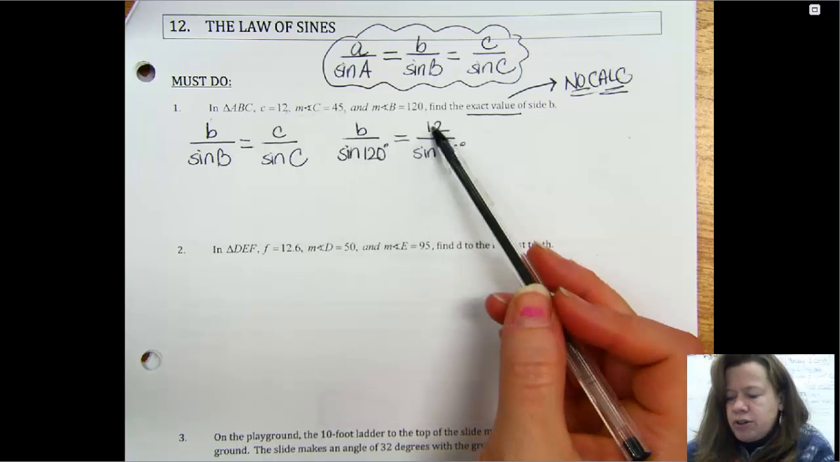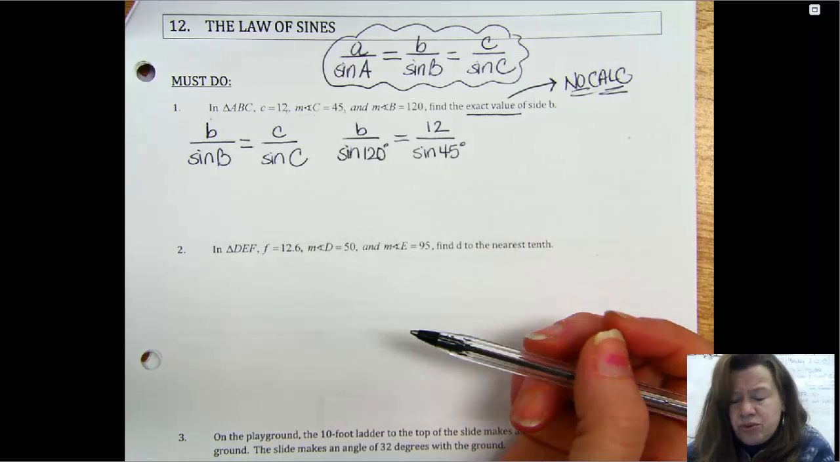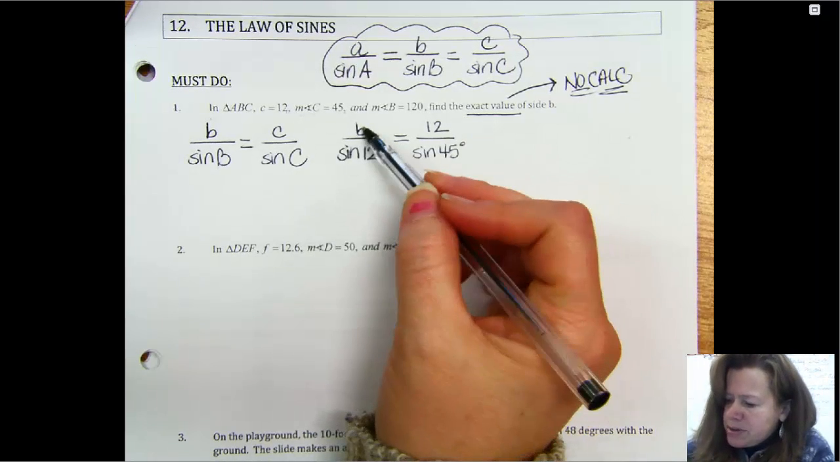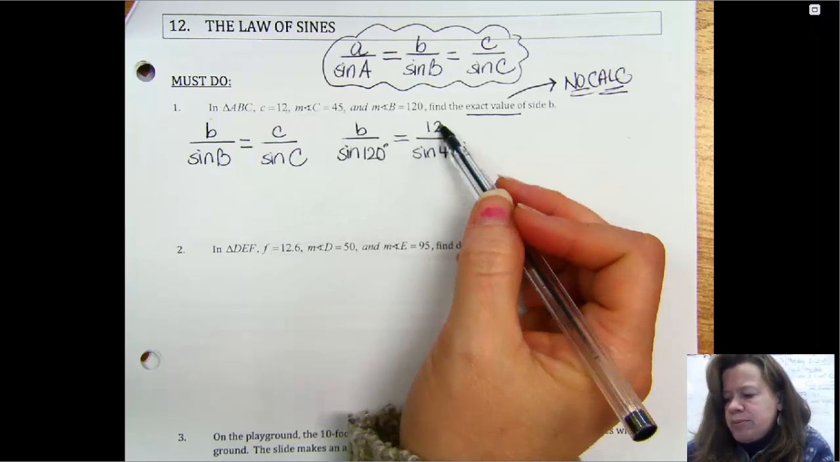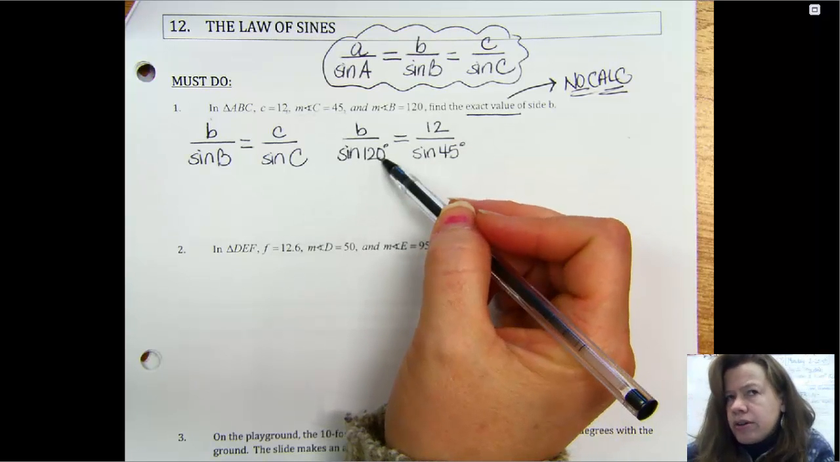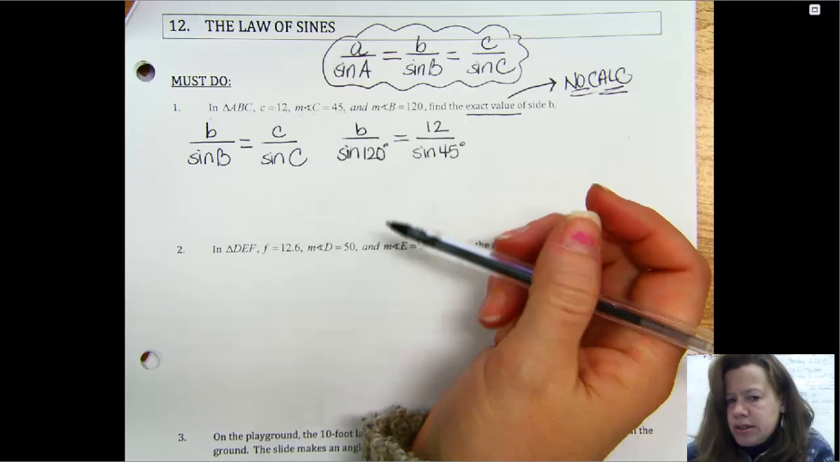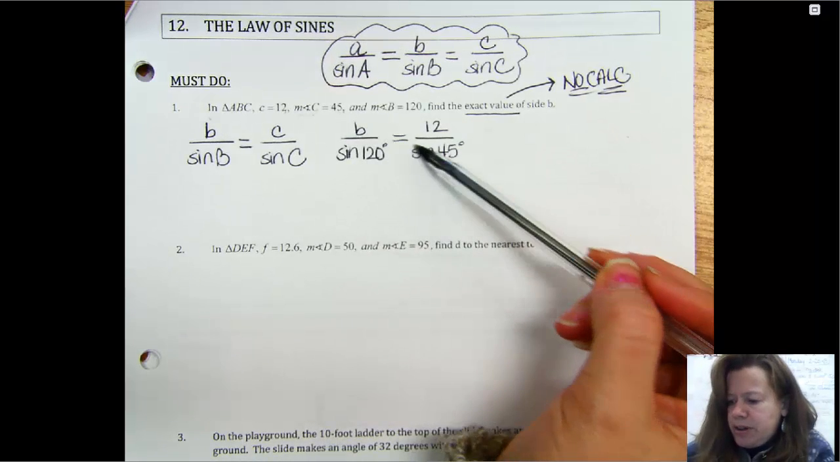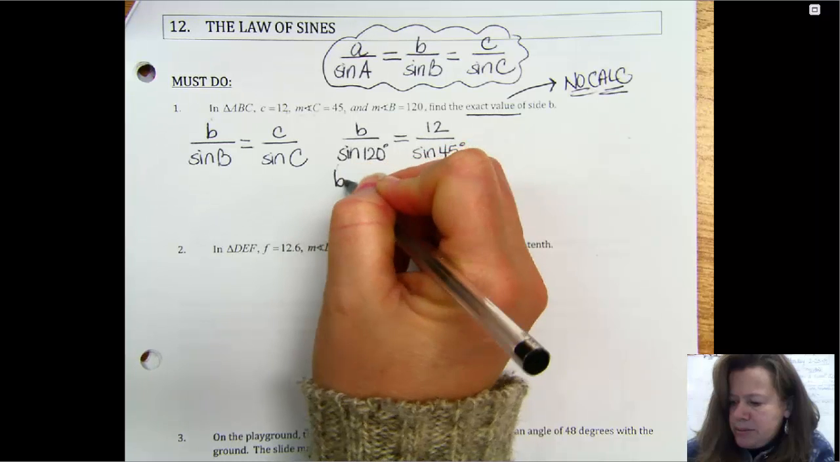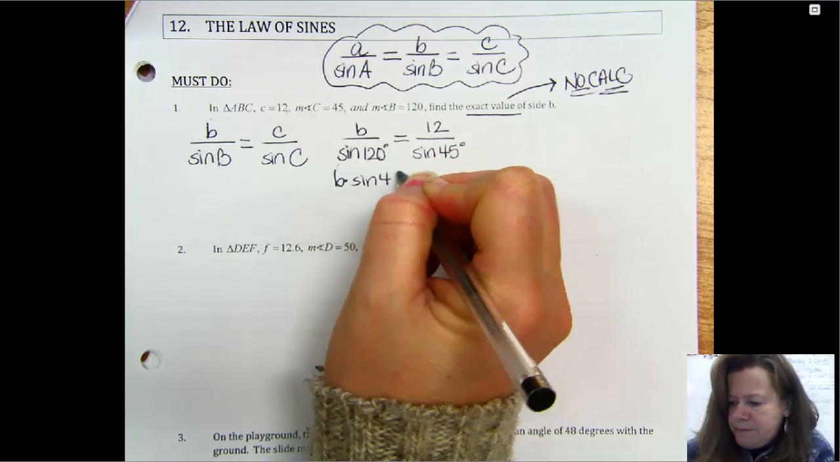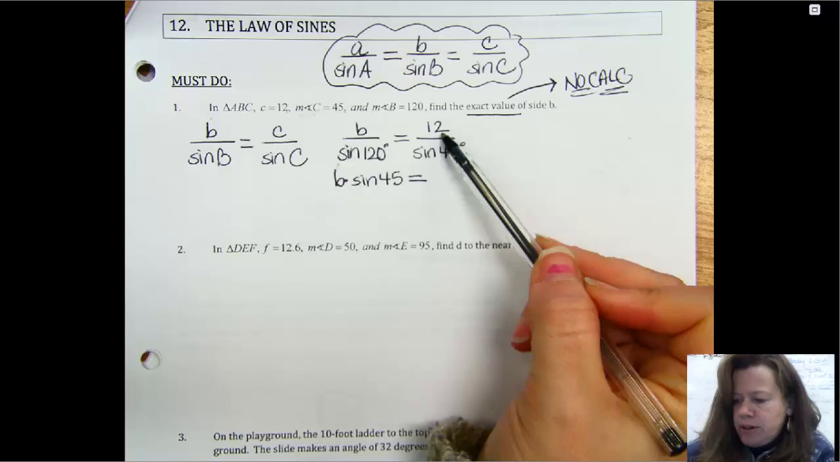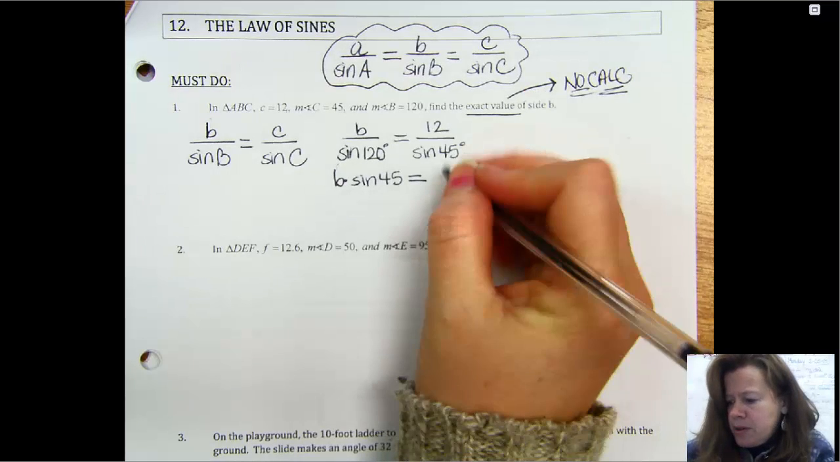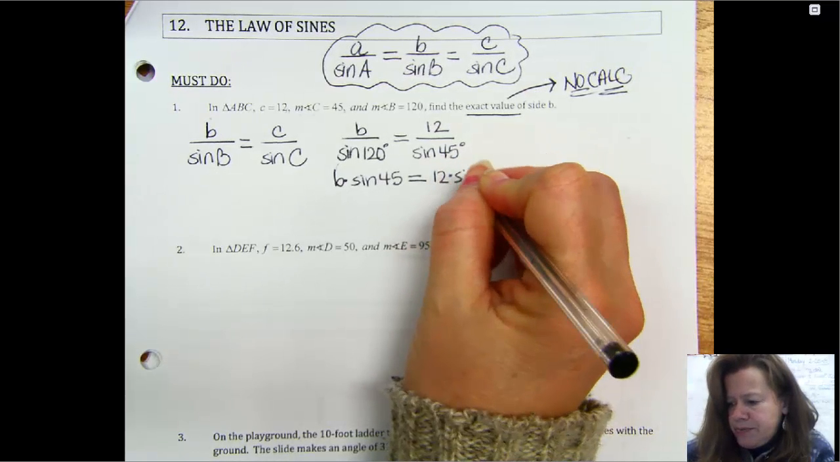Now, anytime we have equal fractions, we can cross multiply. It's a good old friend. So I'm going to cross multiply this way, and I show the steps because someday we'll need to use our calculator and you want to make sure you can do it all in one step. So when I cross multiply this way, I get B times the sine of 45. That's equal to, when I cross multiply this way, 12 times the sine of 120.